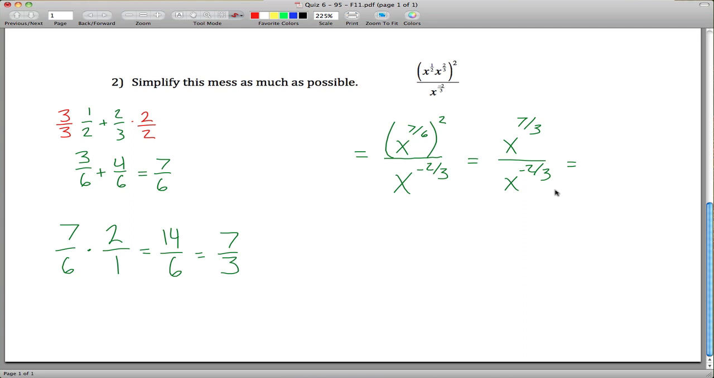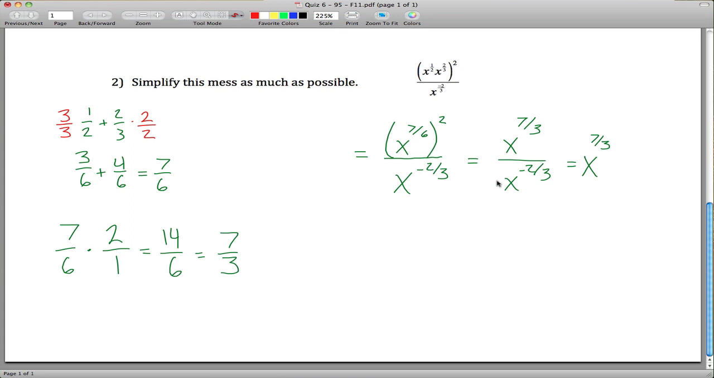Let's see. Okay, so there's two ways to think about it. Either you can be like, we have the same base here, and since it's dividing, we want to do 7/3 minus negative 2/3. Or kind of the way I like to do it, maybe I'm just kind of strange, is I don't like to see fractions at all. So I like to put in an extra step because it makes it easier for me.